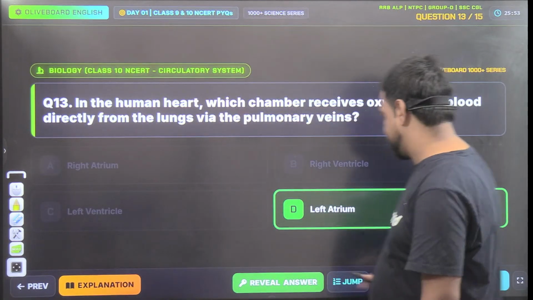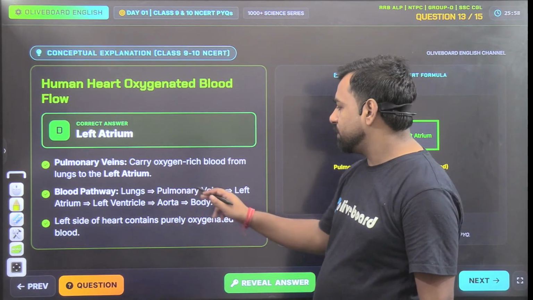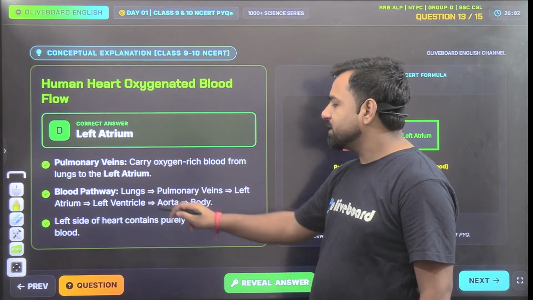Don't worry. Next. So this is the blood pathway: lungs to pulmonary veins, then left atrium, then left ventricle, and finally the aorta, which is the largest artery in the body.